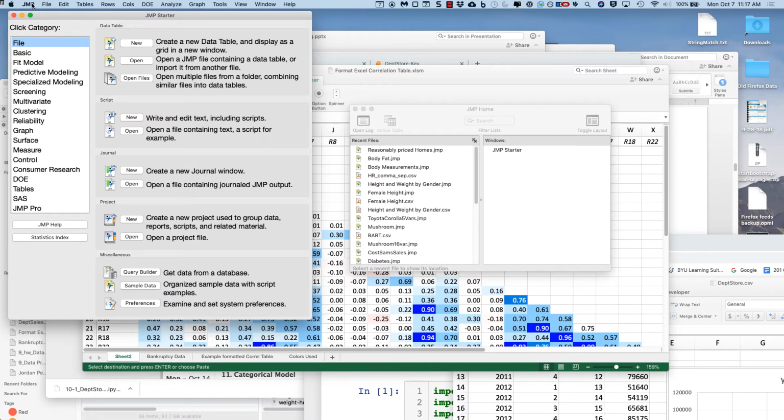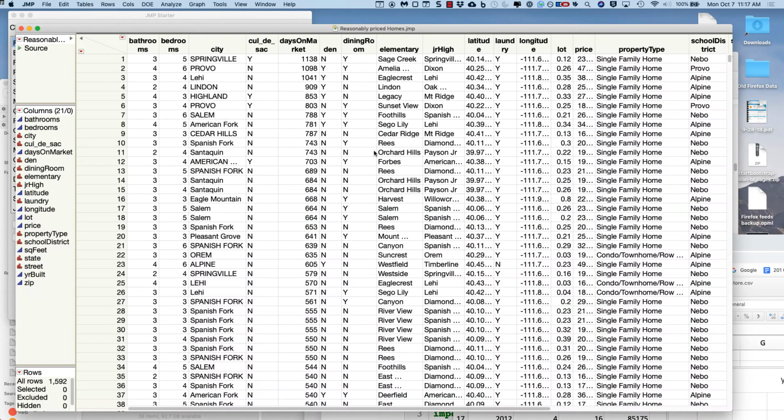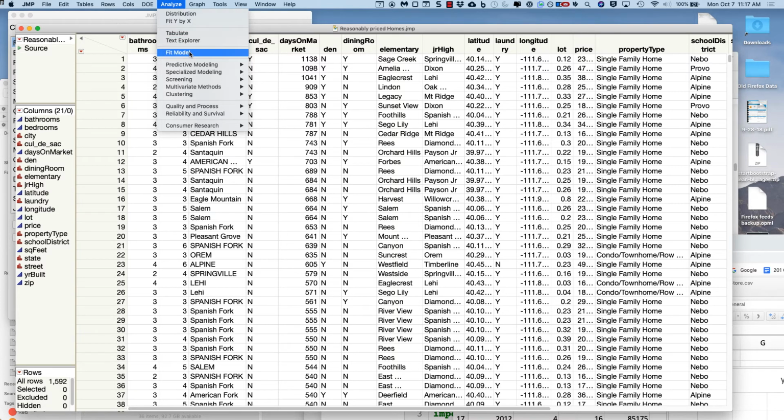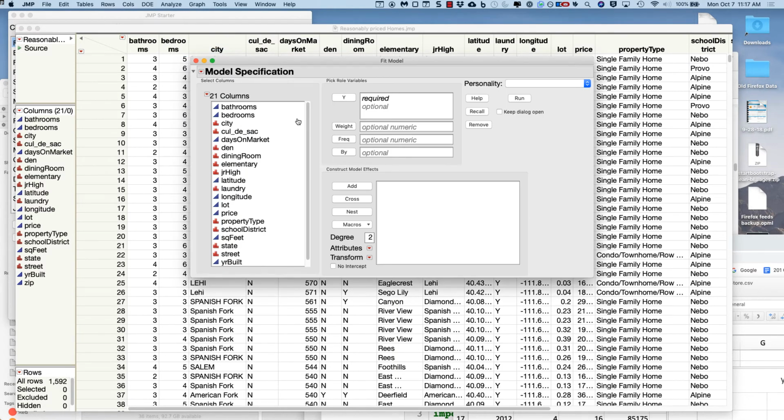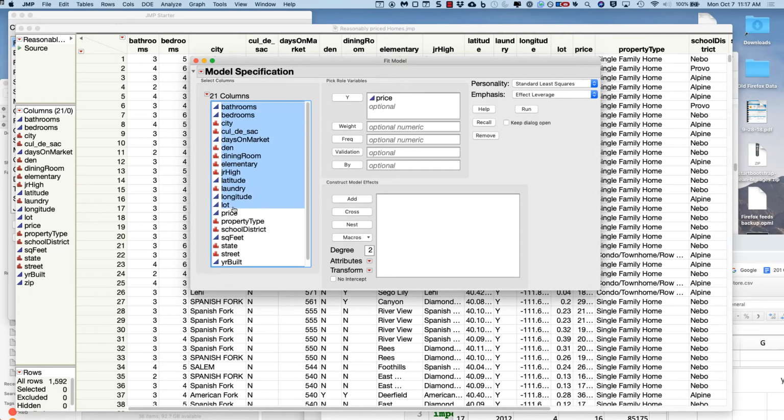So in JMP, let's take reasonably priced homes. Okay, and let's go in and run it through JMP. And so we're going to analyze this. So we'll use our fit model, and we're going to take price, put it in our outcome variable, and take everything other than price and add it in here.